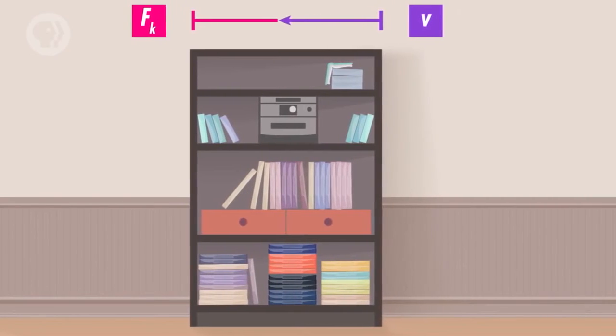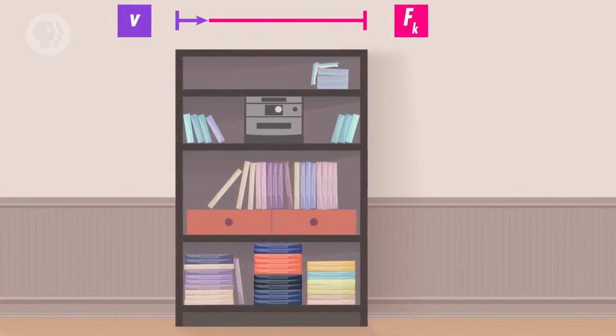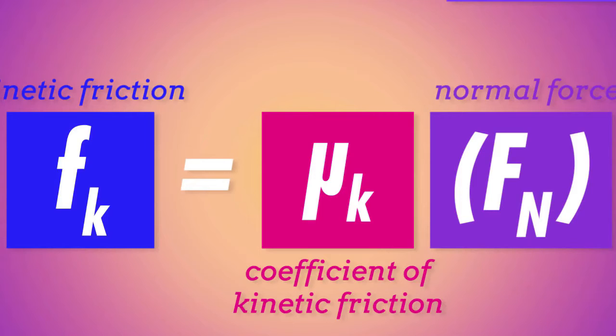Now let's talk about kinetic friction. Kinetic friction acts on an object when it starts moving, and its force is in the opposite direction of the movement. Like static friction, the strength of kinetic friction has two factors: the coefficient of kinetic friction and the normal force. So it's the same equation. The kinetic friction force equals the coefficient of kinetic friction times the normal force.